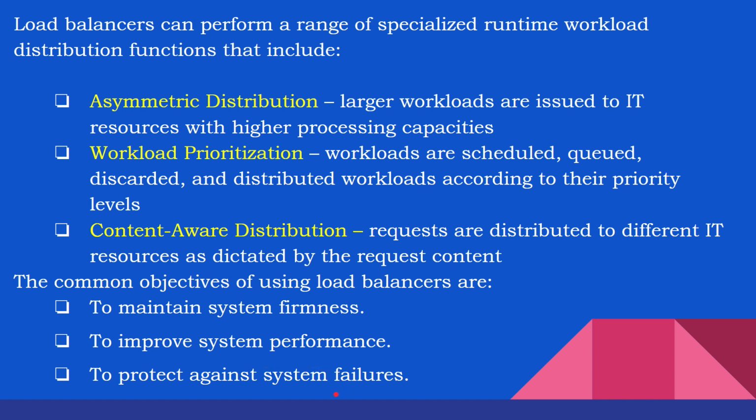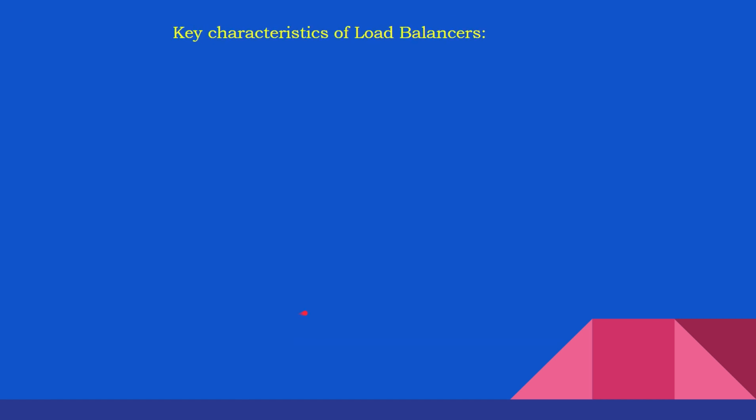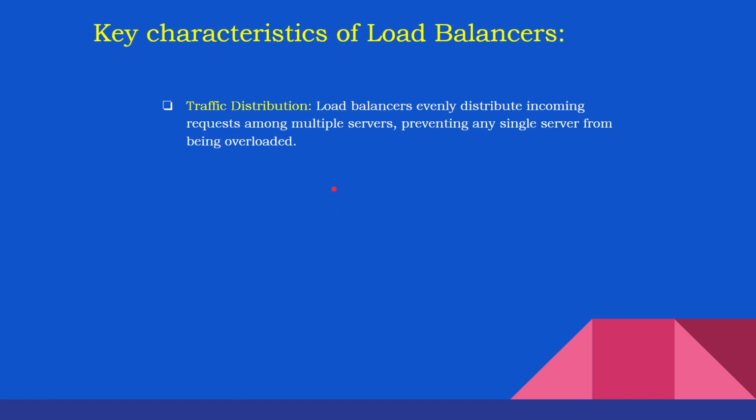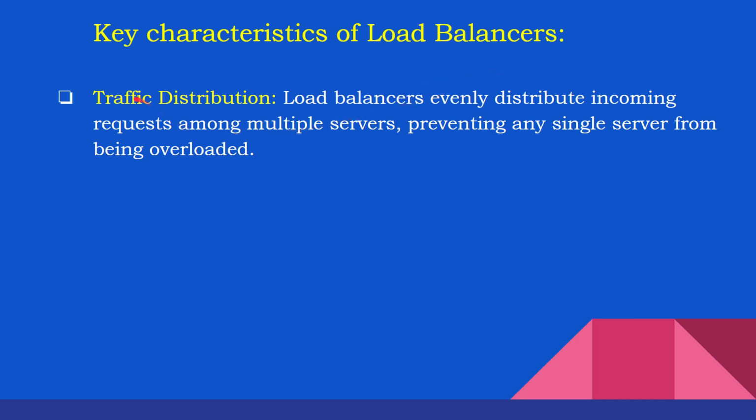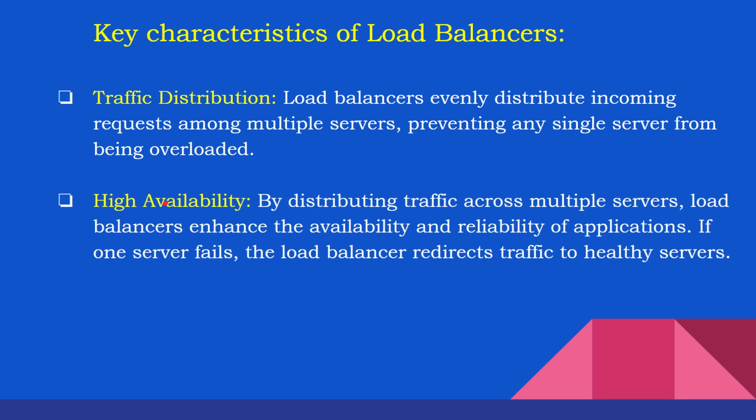So suppose if the load is heavier, it may cause the system to fail. So these load balancers help to avoid the system failures. And a few more key characteristics of the load balancers are, first, traffic distribution. Load balancers evenly distribute incoming requests among the multiple servers, preventing any single server from being overloaded. So the traffic is distributed evenly to all the servers, so that no single server will be suffering from heavy load.